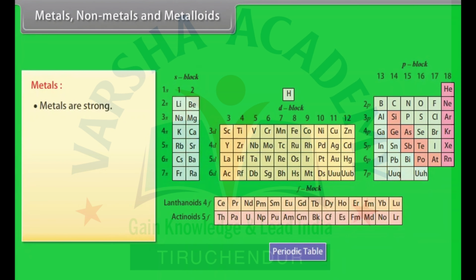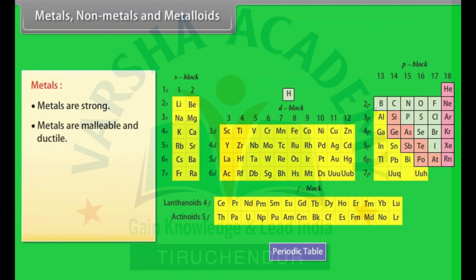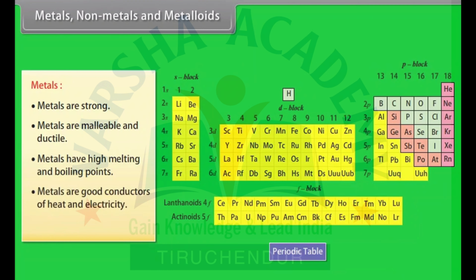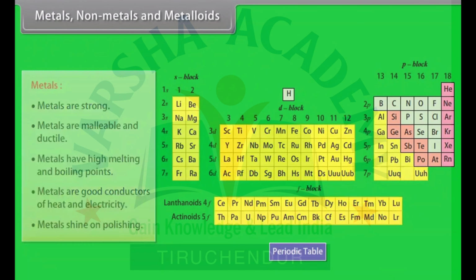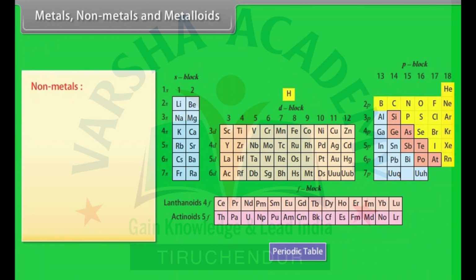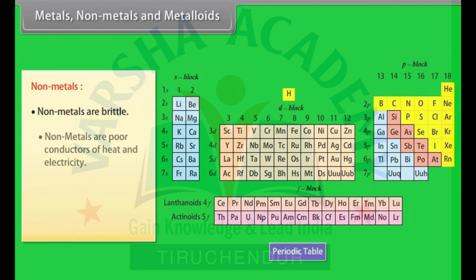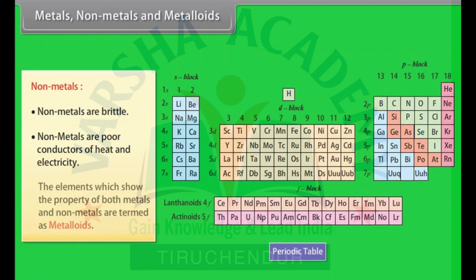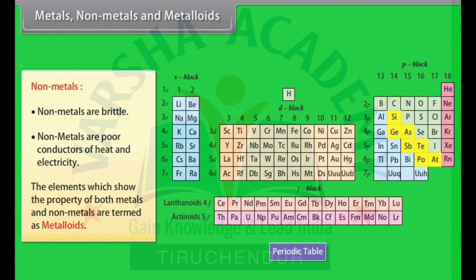Metals. Metals are strong. Metals are malleable and ductile. Metals have high melting and boiling points. Metals are good conductors of heat and electricity. Metals shine on polishing. Non-metals. Non-metals are brittle. Non-metals are poor conductors of heat and electricity. The elements which show the properties of both metals and non-metals are termed metalloids.